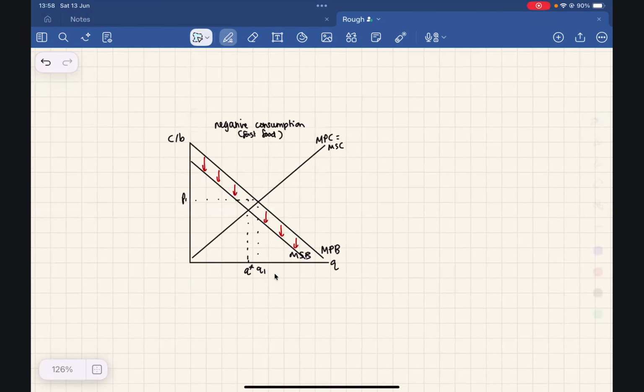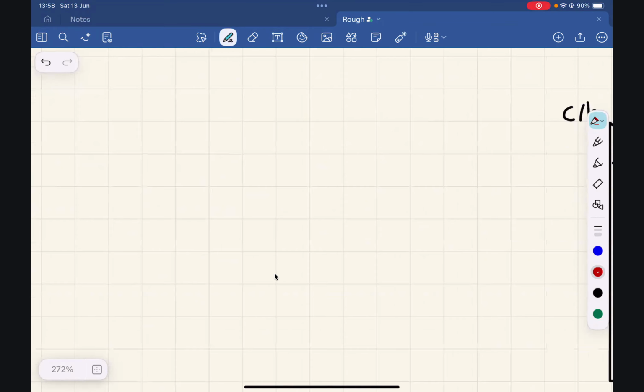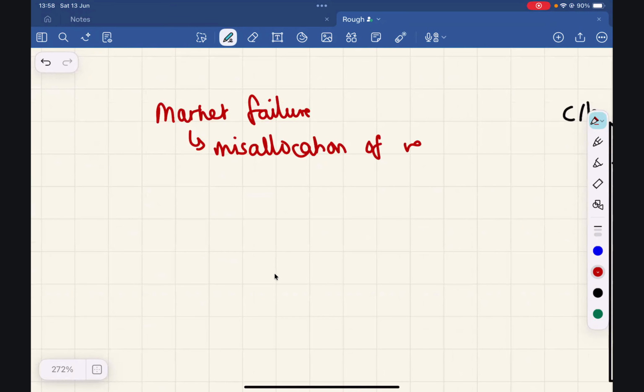So remember that market failure, which we did, is when there's a misallocation of resources. So that's your starting point. You could define market failure as a misallocation of resources. If the question asks you about a market failure, you could do externalities.